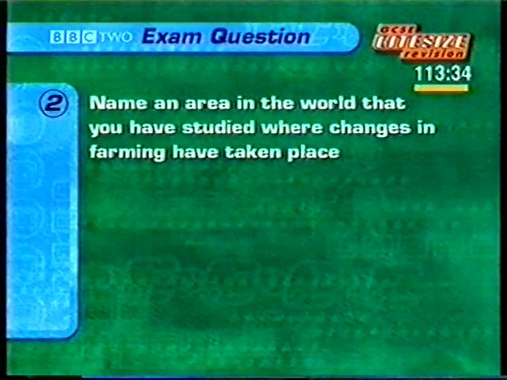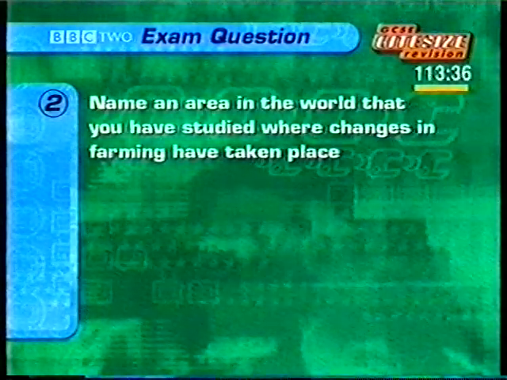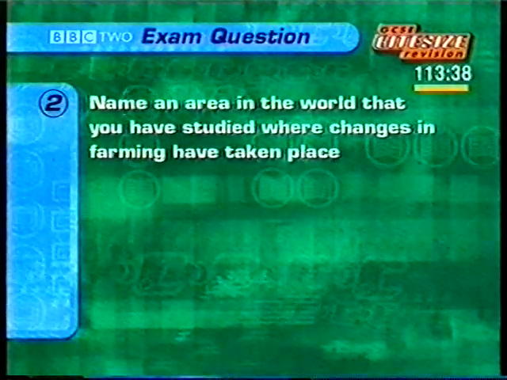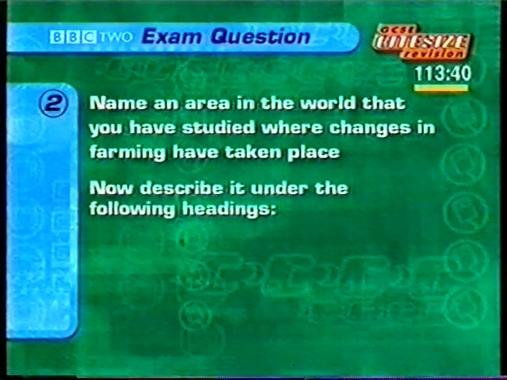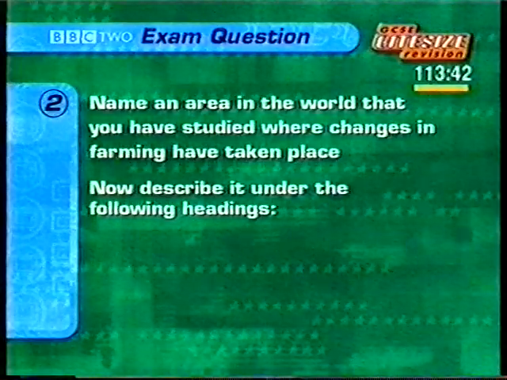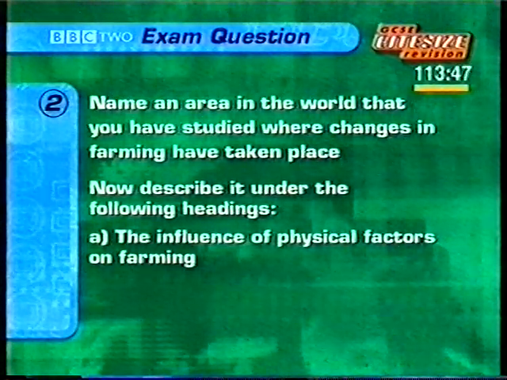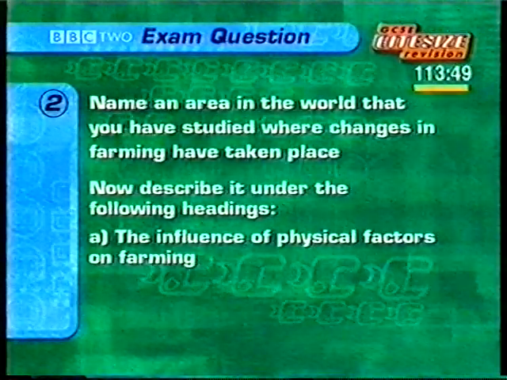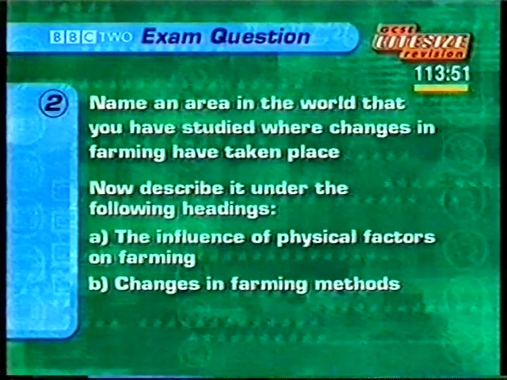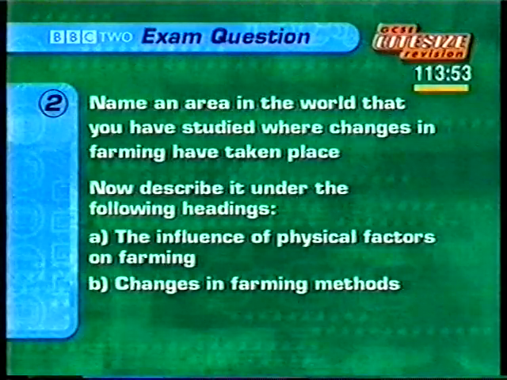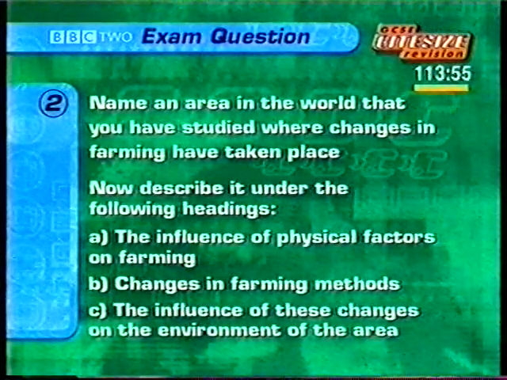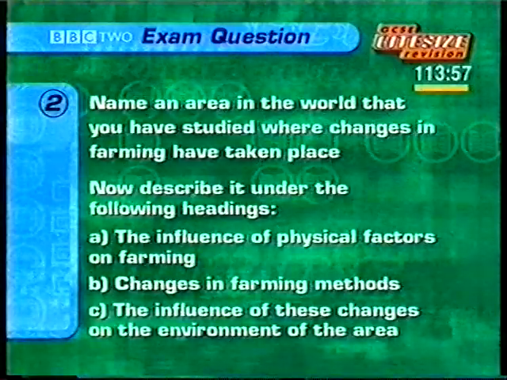Two, name an area in the world that you have studied where changes in farming have taken place. Now describe it under the following headings. A, the influence of physical factors on farming. B, changes in farming methods. C, the influence of these changes on the environment of the area.